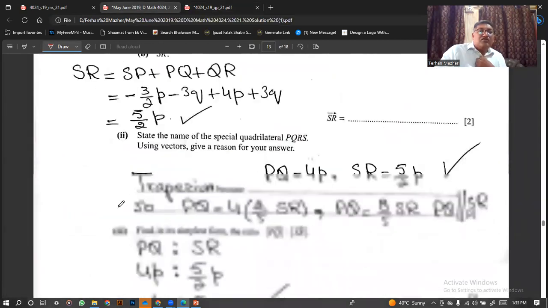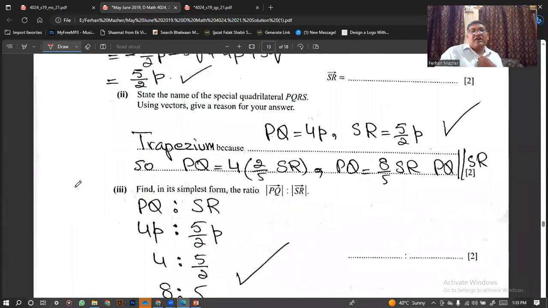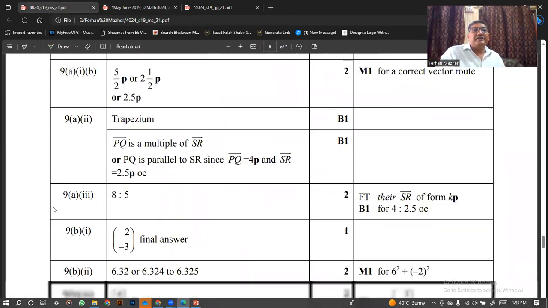Okay. So, the name of this shape is trapezium, and PQ is equal to 4p, and SR equals 5 by 2p. So that shows they are parallel to each other. So the PQ will be 4 into 2 by 5 of the SR, which means PQ is equal to 8 by 5 of the SR, which means the PQ and the SR are parallel. So the two sides of that quadrilateral are parallel to each other. Two sides are not parallel to each other. So it's a trapezium.